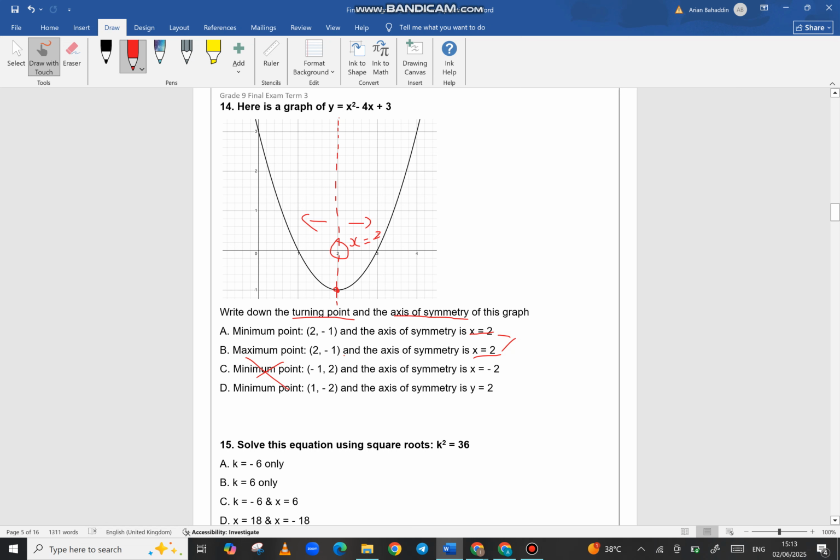Now, the coordinate is 2, -1. Here's the y coordinate, here's the x coordinate. Now these two are the same, but what's different? Minimum or maximum. This is going down and turning upwards, so it's definitely a minimum point. The answer is A.